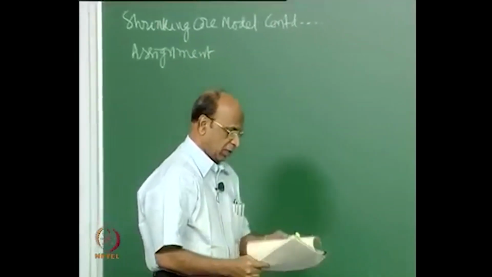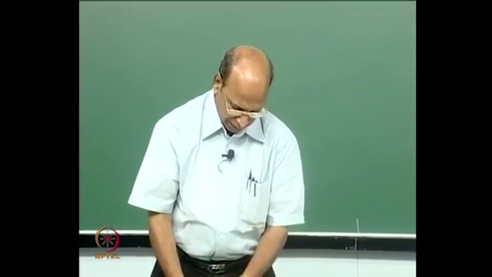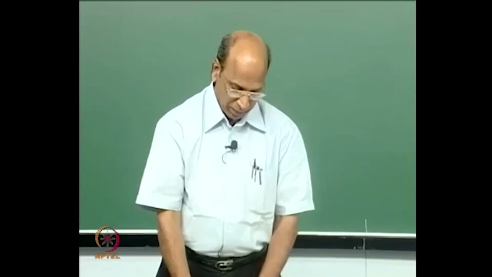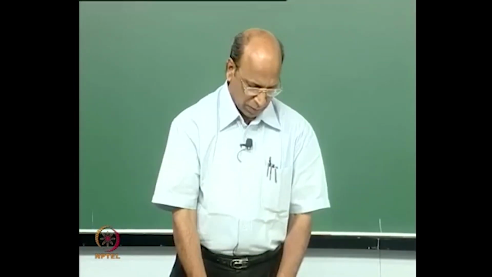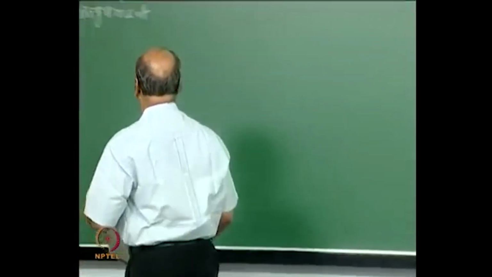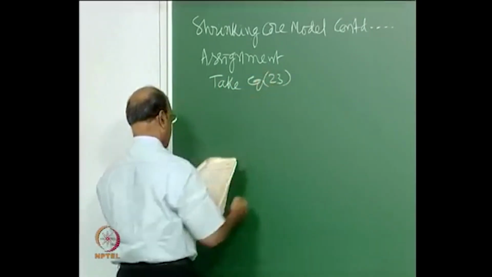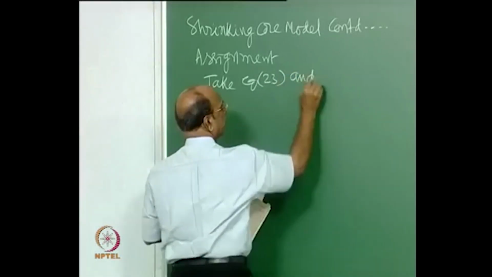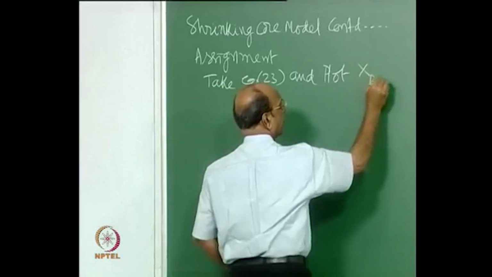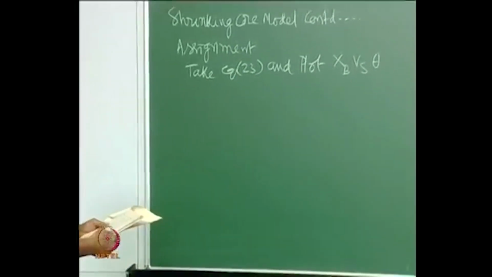You take, for example, that dimensionless equation number. What is that number? 23 or 24, in terms of Biot number and Damkohler number. Yes, equation number 23. Okay. Take equation 23 and plot xb versus theta. Theta is the dimensionless time, xb of course is the conversion.